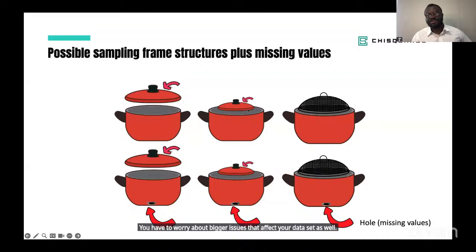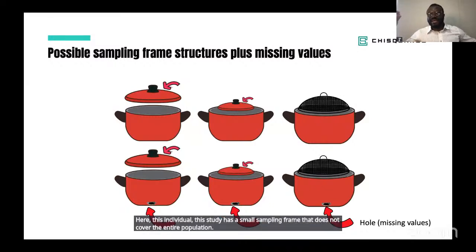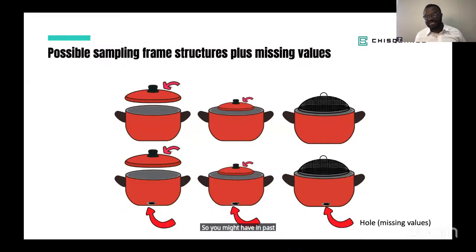Here, this study has a small sampling frame that does not cover the entire population. So you might have entire segments of a population missing. And at the same time, you have missing values to worry about. So don't just fixate on the missing values. Worry about issues of study design as well.